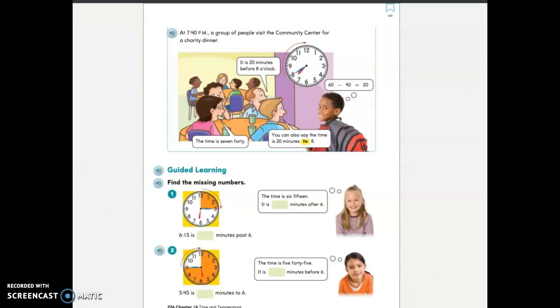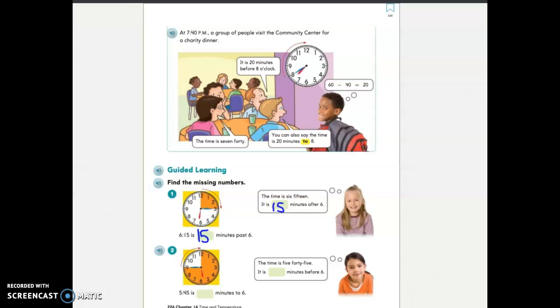So we're going to do some work for our guided learning. It says find the missing numbers. So it says 6:15 is how many minutes past 6 o'clock. So 6:15 is going to be 15 minutes past 6 o'clock, counting by 5, 5, 10, 15. So our friend says the time is 6:15. It is 15 minutes after 6.